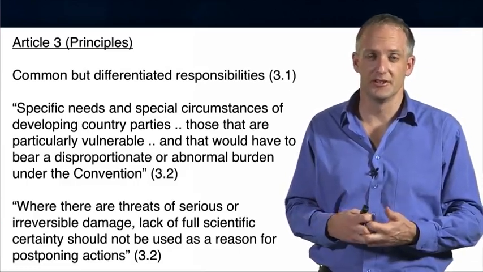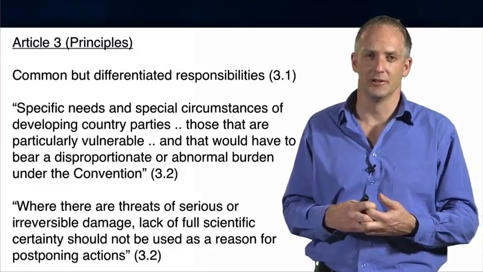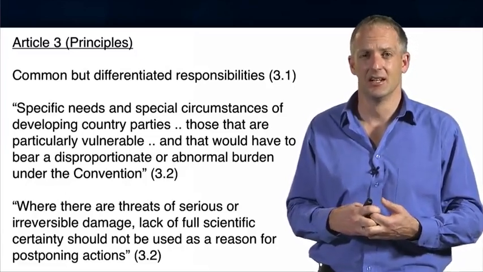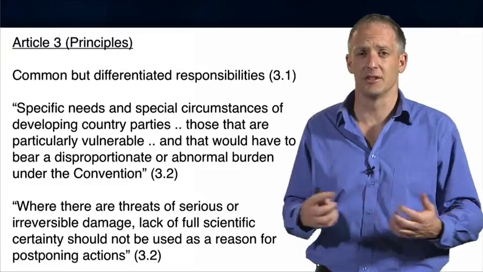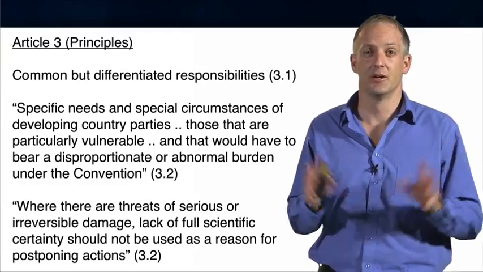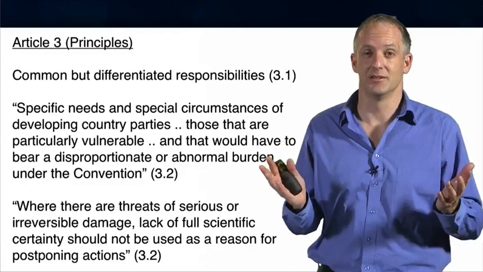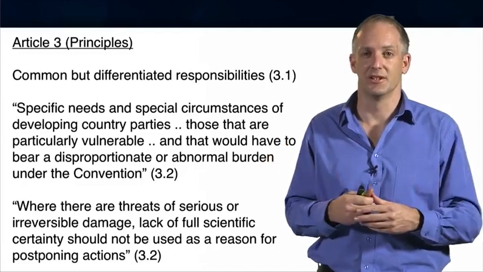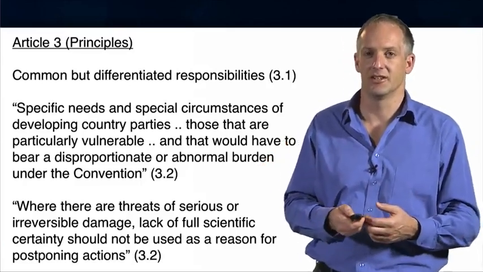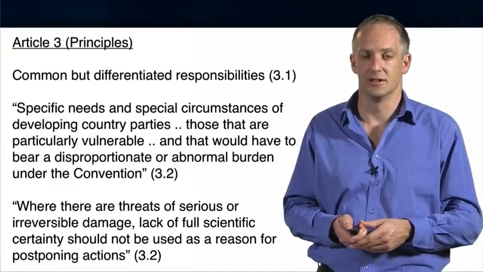The precautionary principle also exists, and it's a good one. Where there are threats of serious or irreversible damage, lack of full scientific certainty should not be used as a reason for postponing actions. Which is to say, countries can't say, until we've got scientific certainty that this is a problem, until we've got scientific certainty about the nature of impacts, we won't do anything. The precautionary principle says, actually, that's not a reason for inaction. There's enough reason for concern. Even if we don't have full certainty, action is required. It's a good principle, and you'd have to say that at some level it's been effective, and including it in the convention text was a very good idea.